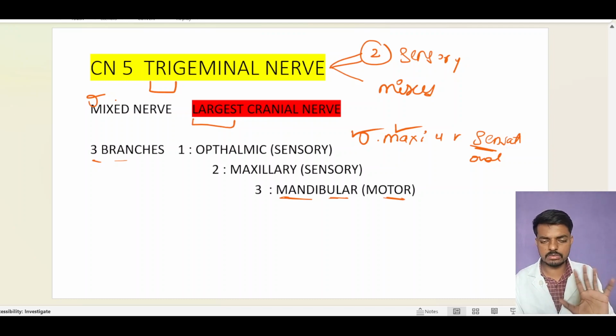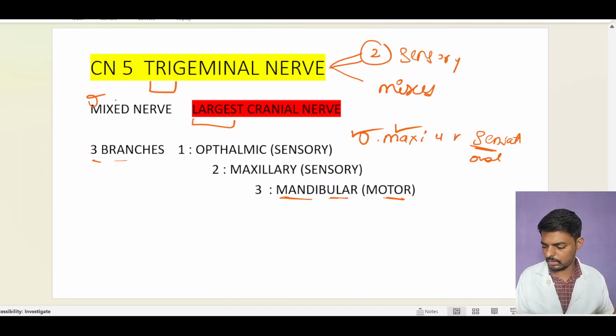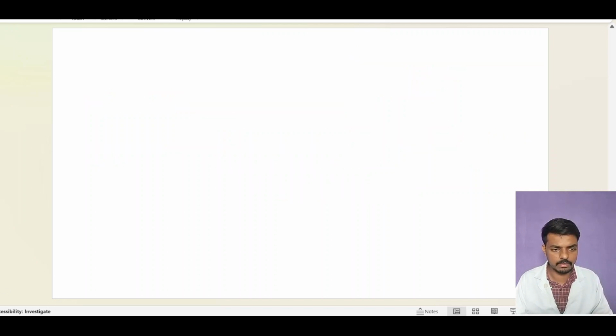And if the examiner is not mentioning cranial nerve, and is only asking for the largest nerve of our body, then that comes to our sciatic nerve. Okay, that comes to our sciatic nerve. Very important. Okay, we will move forward here.